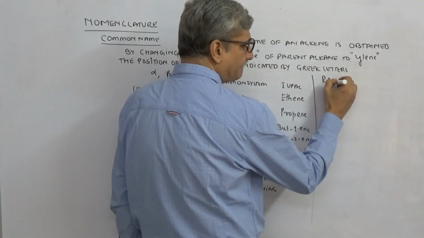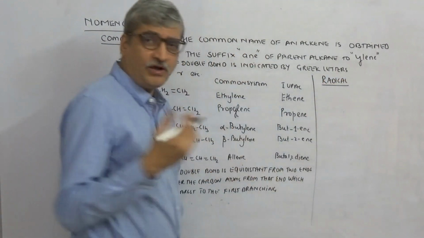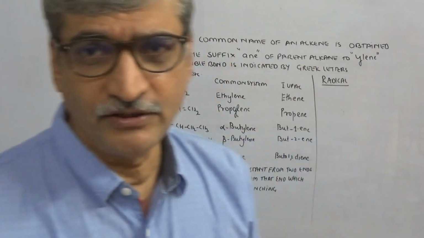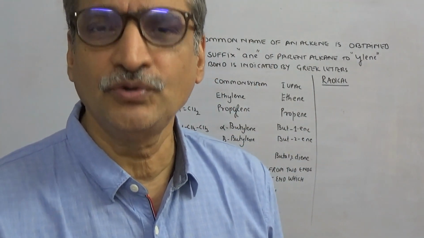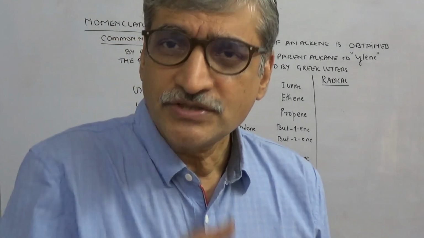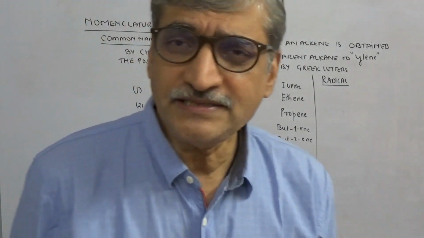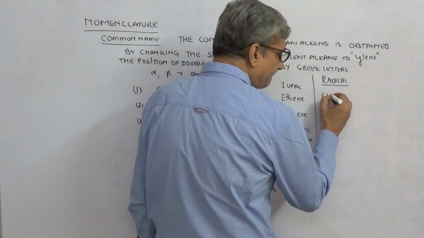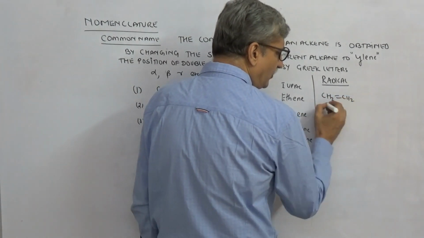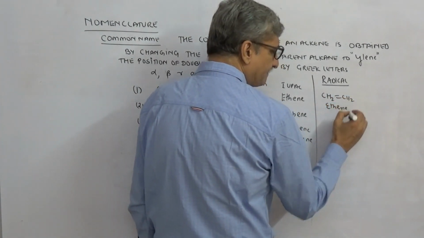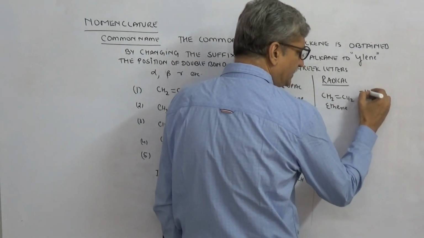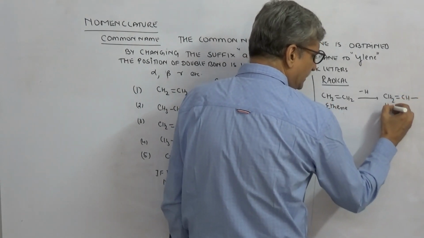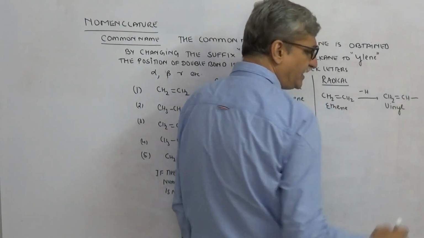So what is a radical? When you go on systematically removing hydrogen from the alkene, when you remove one, that will be a radical. When you remove two, that will be another radical, and so on. So when you remove one hydrogen, what is the name of the radical formed? Is this clear? If I have ethene, CH2 double bond CH2, and I remove one hydrogen from that, the radical I get is CH2 double bond CH. This radical is called vinyl.